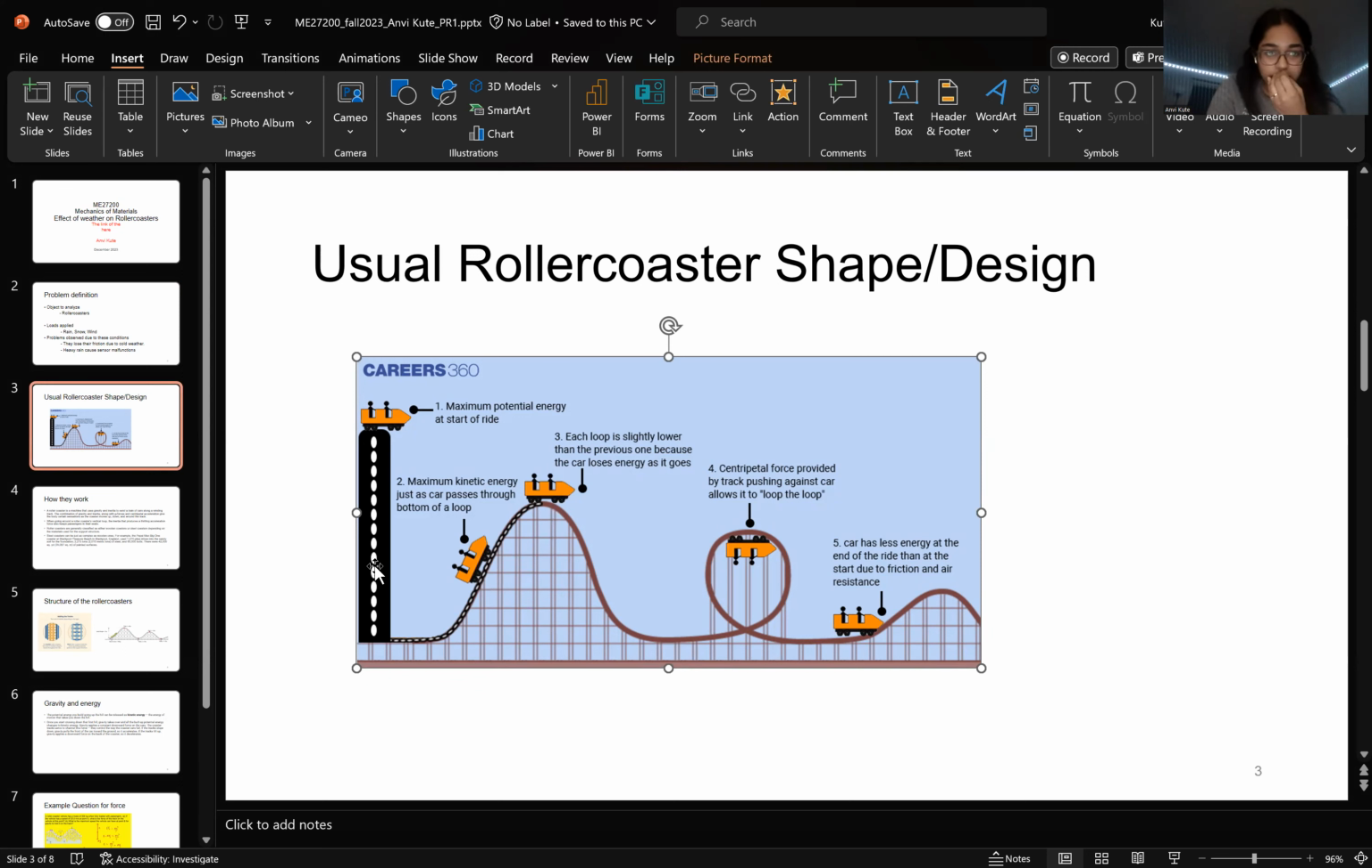So the maximum potential energy at the start of the ride is here, and then as you go down, the kinetic energy increases. Each loop is slightly lower than the previous one so that the car loses energy, and as it goes it rolls and the speed decreases, which in turn makes the ride stop at the end.